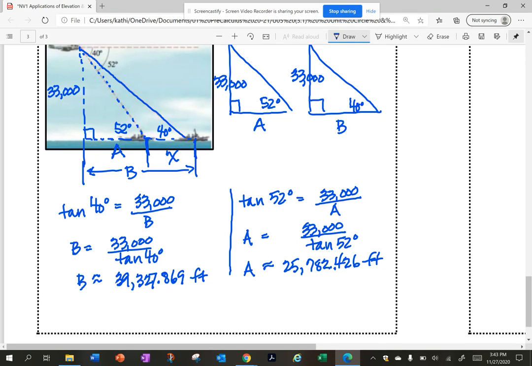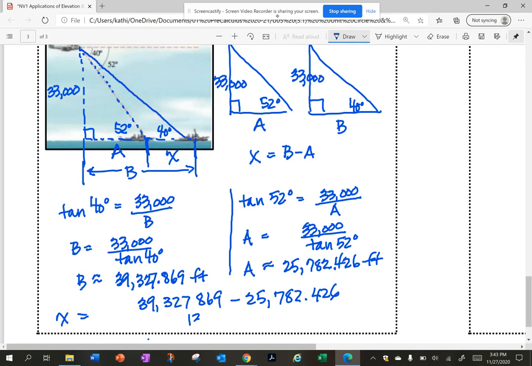So if I know what A and B are, I can solve for X being B minus A. So the total minus the part A. So I'm going to get X equals B, which is 39,327.869 minus A, 25,782.426. So I get X is 13,545.443 feet.